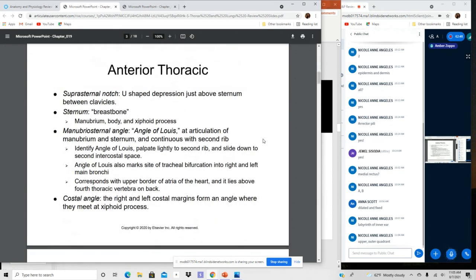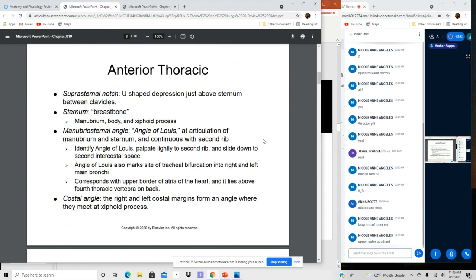Now we're going to talk about the anterior thoracic cavity. You have a suprasternal notch, which you can actually palpate on yourselves. It's the U-shaped depression just above the sternum and between the clavicles. The sternum is the breastbone. It has different parts: the manubrium, the body, and the xiphoid process. Then you have your manubriosternal angle, also known as the angle of Louis. It is the articulation of the manubrium and the sternal body, and is continuous with the second rib. You can identify the angle of Louis by palpating lightly to the second rib and sliding down to the second intercostal space.